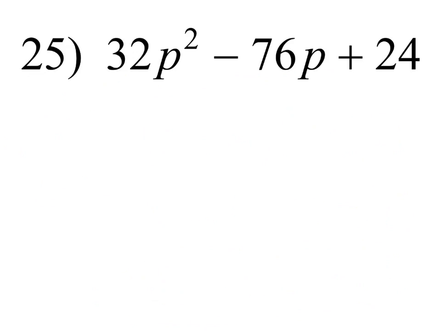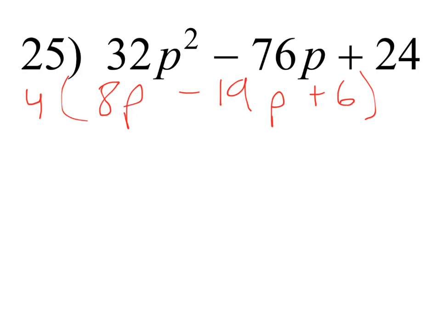Alright, finishing up the solutions for the factoring quadratics assignment, so moving on to 25. On this one, you can divide everything here by 4, so go ahead and do that, and that'll give you 8p² minus 19p plus 6 on the end. Now that this is reduced as much as it can be, we're going to take the 8 and multiply by the 6, and that'll give you 48.